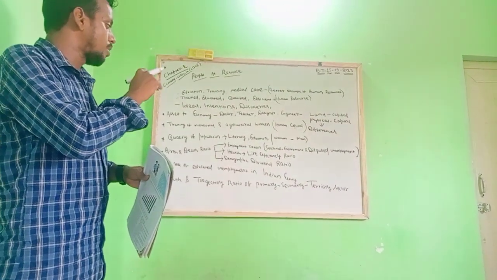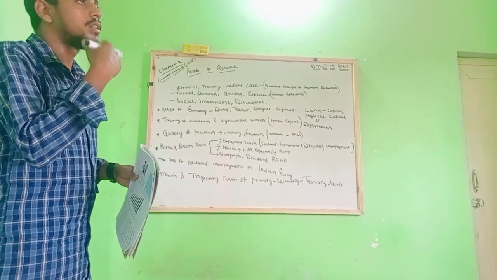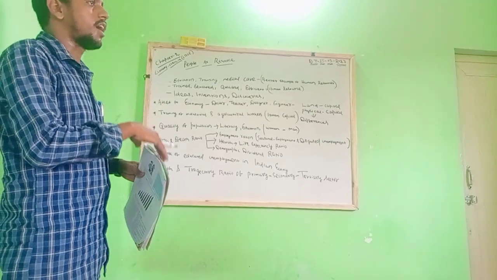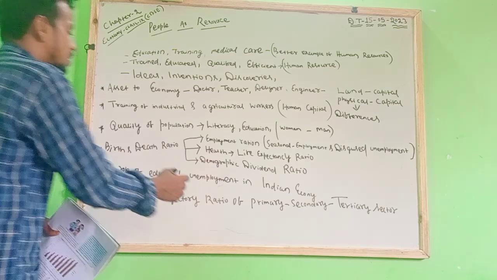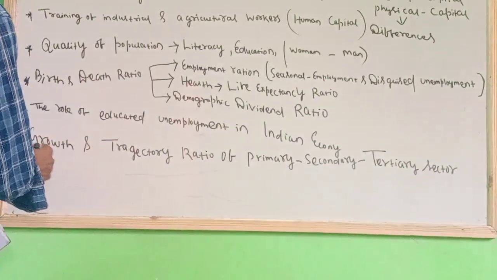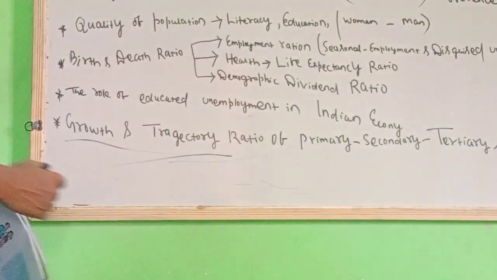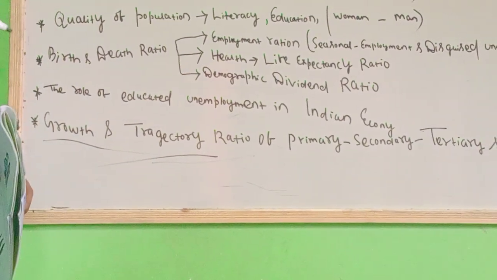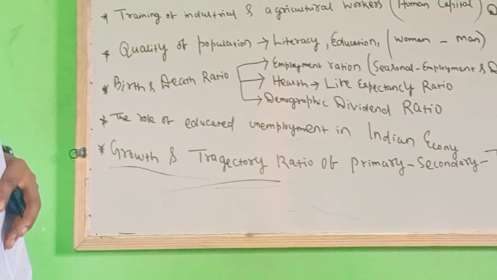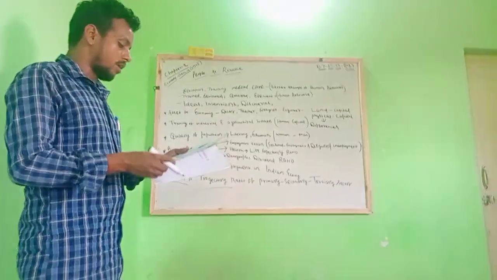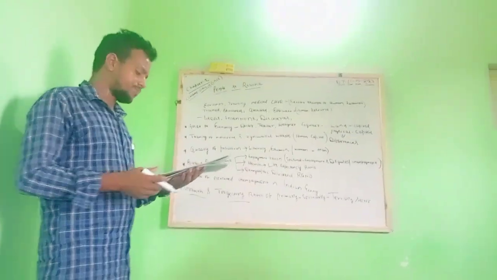So in the end there will be the growth ratio, meaning all the sectors we are talking about, primary, secondary, and tertiary. They all live in such a ratio that is called their value ratio. Their value ratio means they give value: in the primary sector the human resource is involved, in the secondary sector also, and in the tertiary sector also.